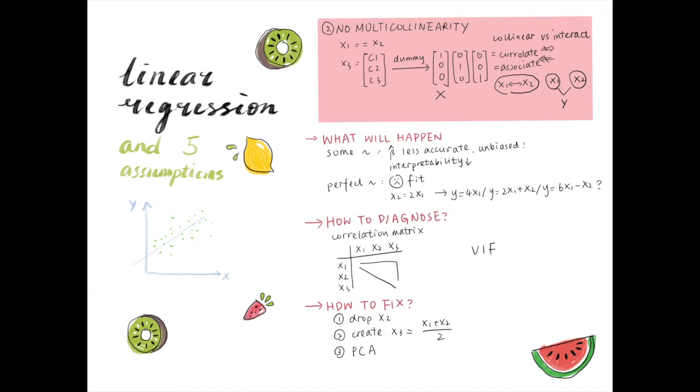So that is the non-perfect multicollinearity assumption. The first 2 assumptions form the basis of linear regression. Violating the linearity assumption means that it doesn't make sense to use linear regression in the first place. And having perfect multicollinearity makes it impossible to fit a linear regression model.